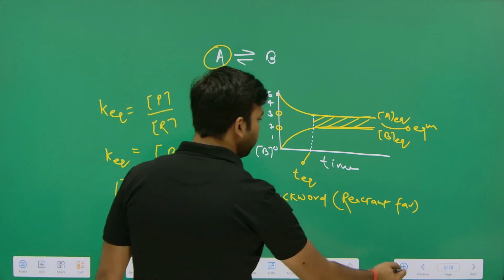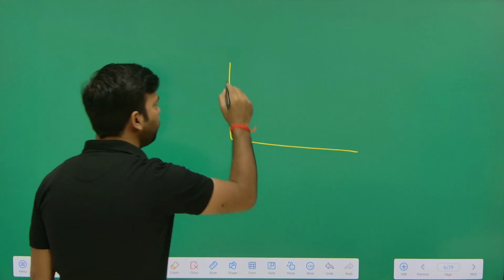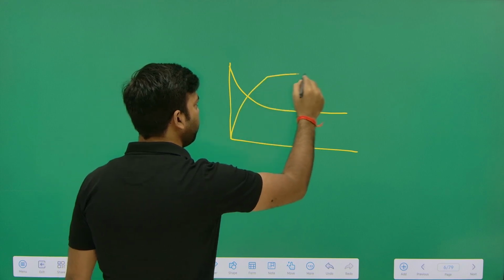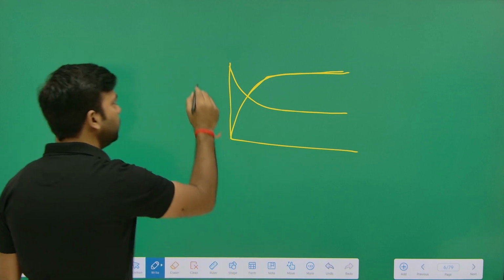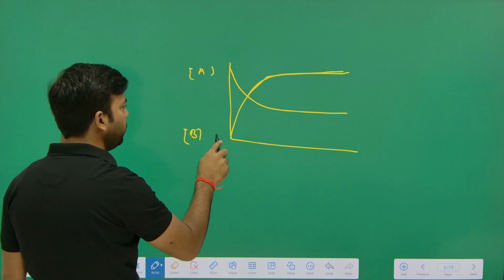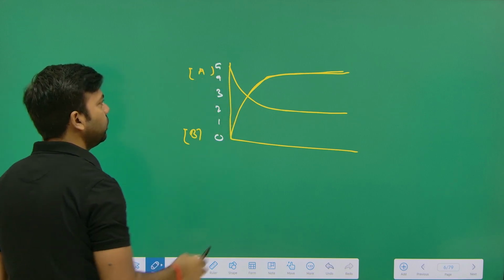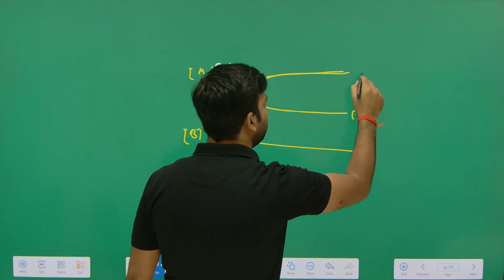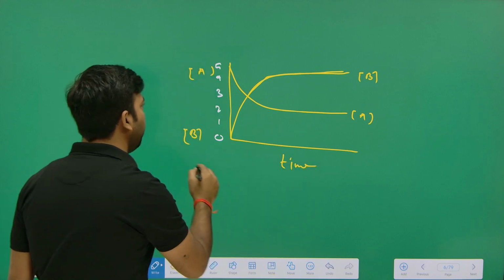Now there is another condition. Suppose this one. Okay, this is again A, this is B. Suppose the value here 0, 1, 2, 3, 4, 5. And this is the concentration of A at equilibrium. This is the concentration of B at equilibrium. This is the time. And here we have a concentration.